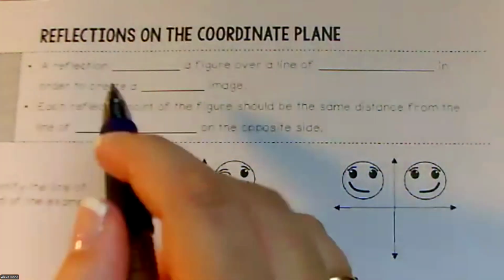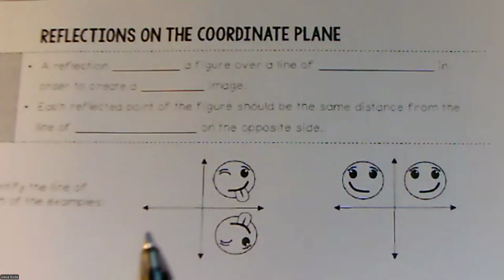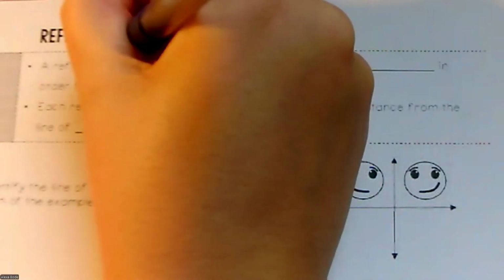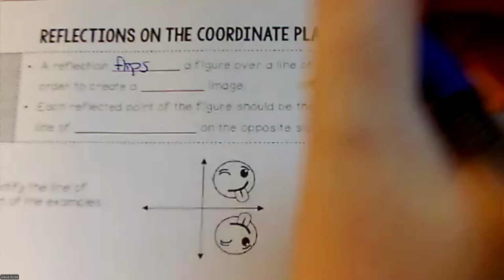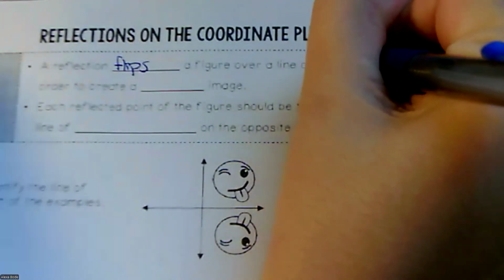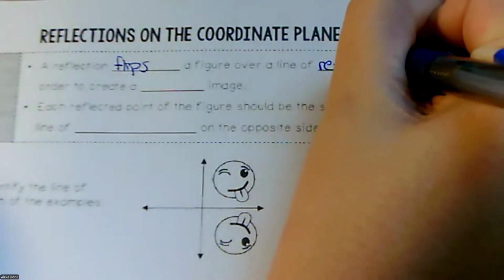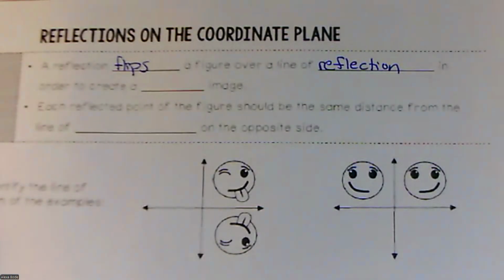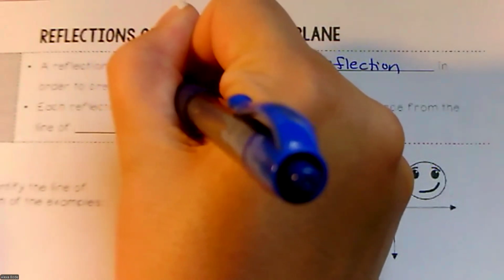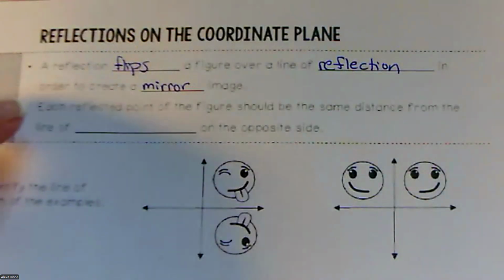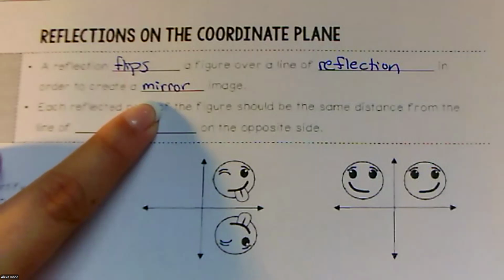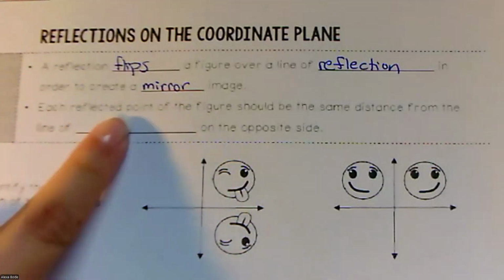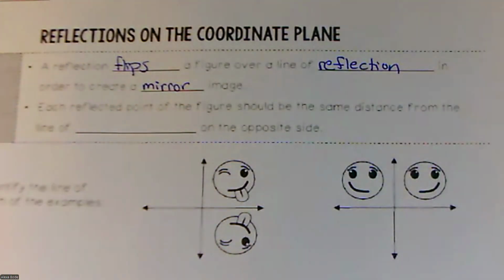Okay, so for these notes, a reflection flips a figure over a line of reflection in order to create a mirror image. So notice this uses two of our informal words to describe a reflection.